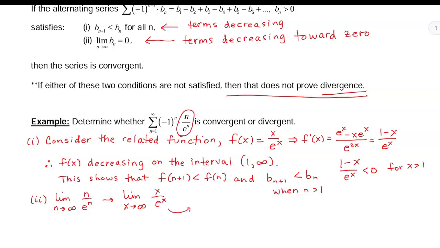Therefore, I'm going to have to apply L'Hopital's rule to this and take a derivative in the numerator, which gets me 1, take a derivative in the denominator, which is e to the x. Now I can successfully take the limit, and I'm getting 0. So that means the second condition is satisfied. Both conditions of the alternating series test are satisfied, therefore the series converges by the alternating series test.